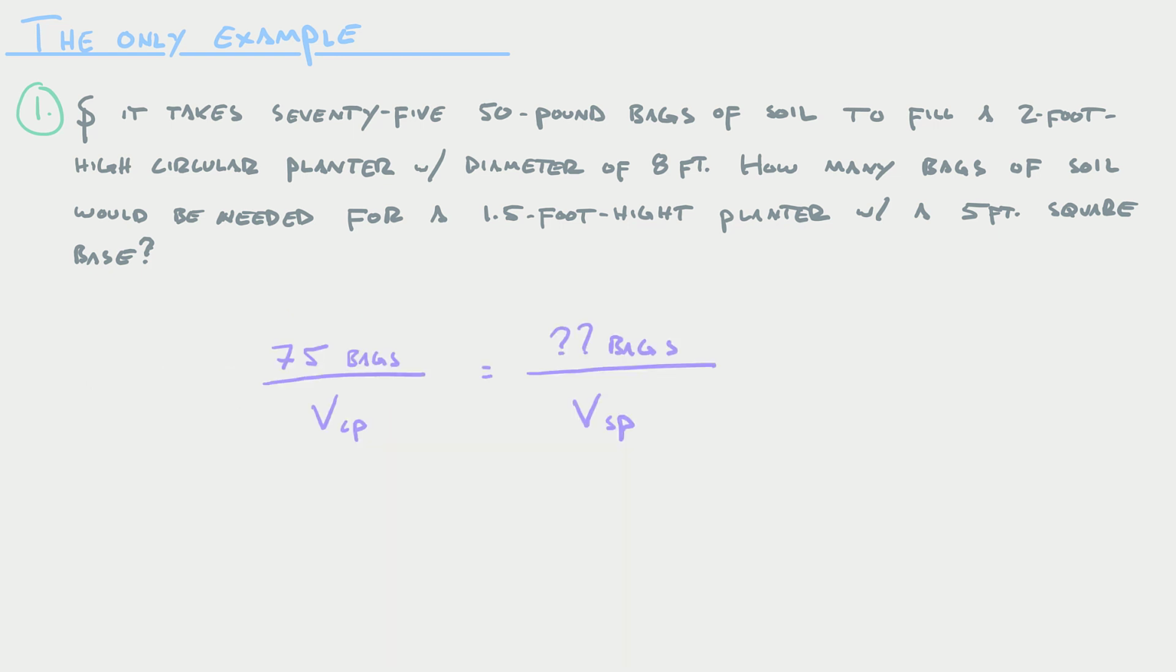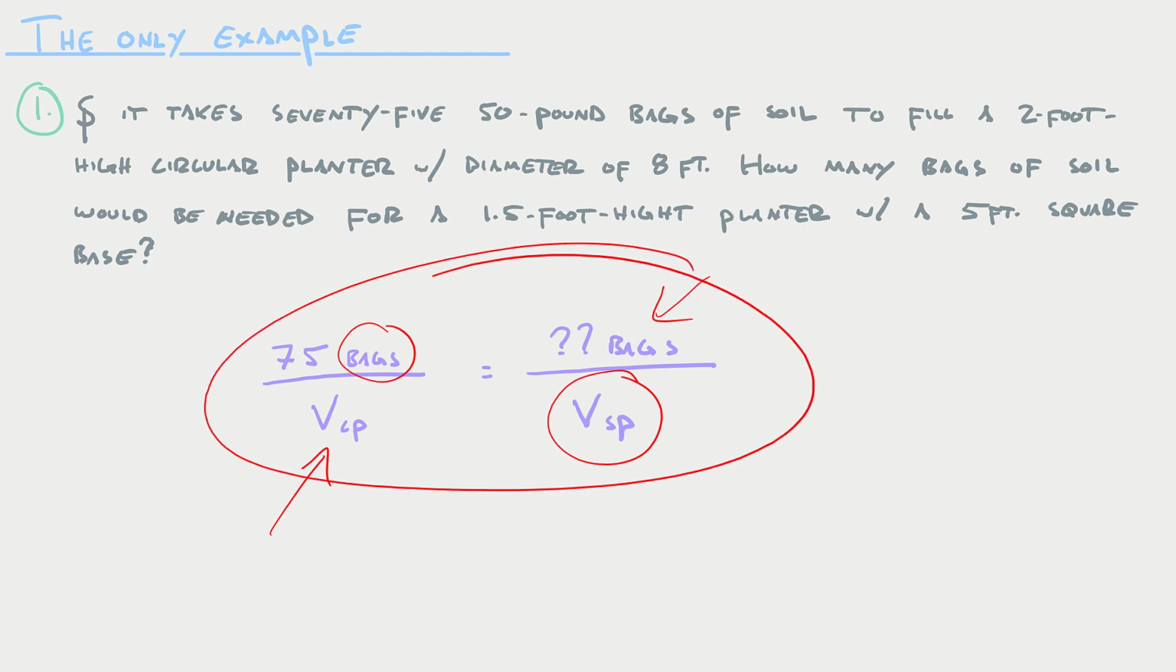First thing that comes to my mind is that we should set up a proportion equation. We know that it takes 75 50-pound bags to fill the volume of the circular planter, which I've abbreviated here as volume sub CP. And if we set up the proportion with bags in the numerator and volume in the denominator, then we'd have some unknown quantity of bags in our second ratio and the volume of the square planter in the denominator of our second ratio. So fundamentally, I need to figure out what the solution is for this double question mark here.